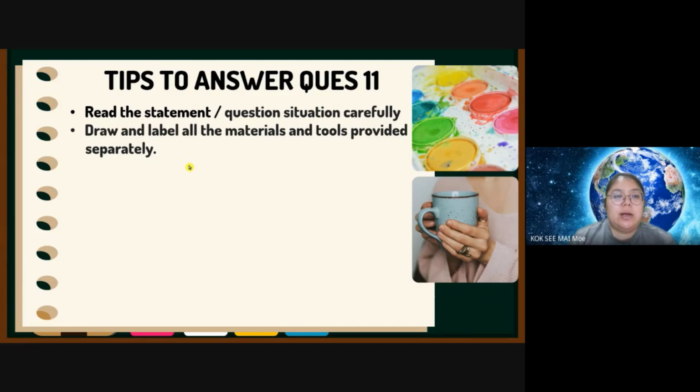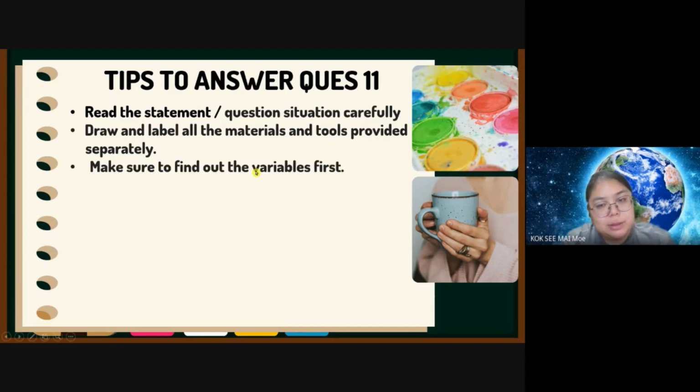Okay, so after that, some more, you need to make sure to find out the variables. Before you start to do the report, you need to circle from the question which one should be the manipulated variable, which one should be the responding variable. Then number 4, this one is a variable, the manipulated variable.